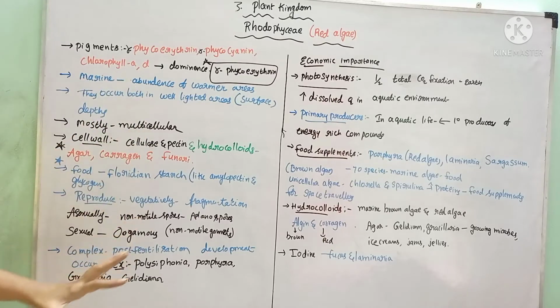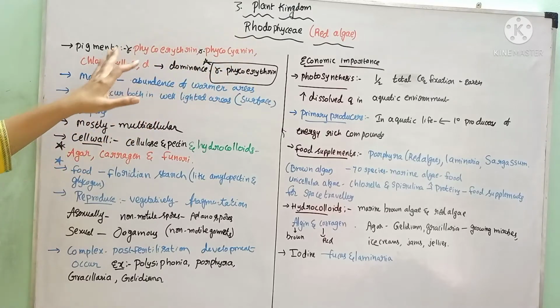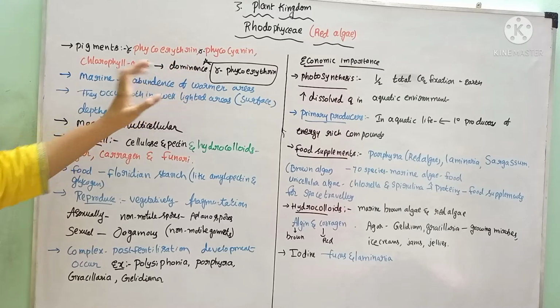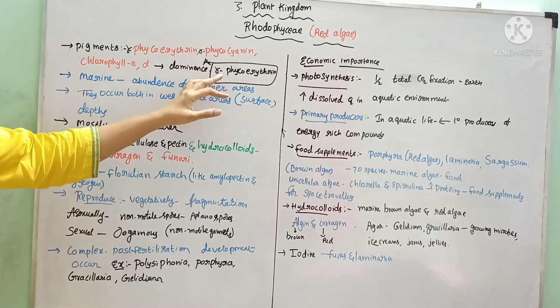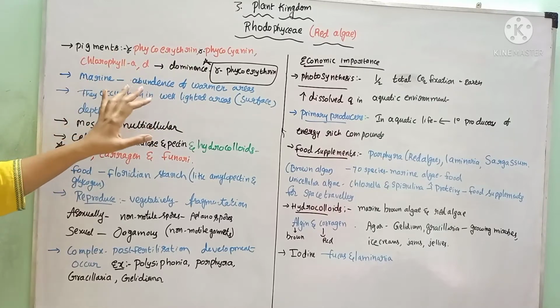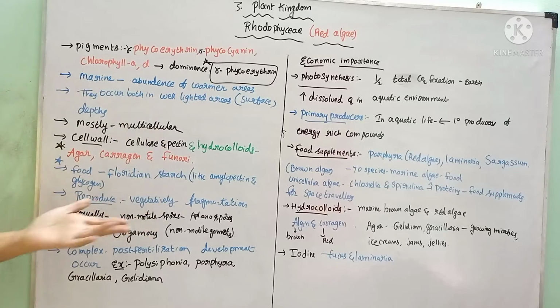This is about classification of algae. What are the Rhodophyceae members? They are commonly called red algae. The pigments present in this are R-phycocyanin and R-phycoerythrin, chlorophyll a and d. The dominant one is R-phycoerythrin. These are marine organisms, mainly present in the warmer areas. They occur both in the well-lighted areas, that is on the surface waters, and also in the deep waters.